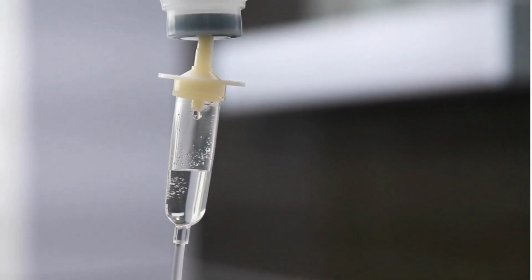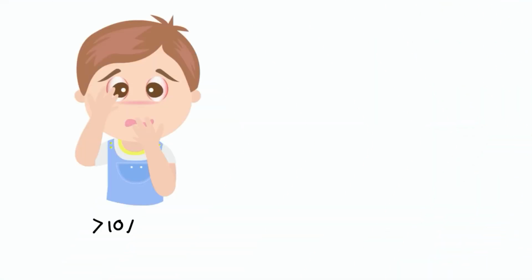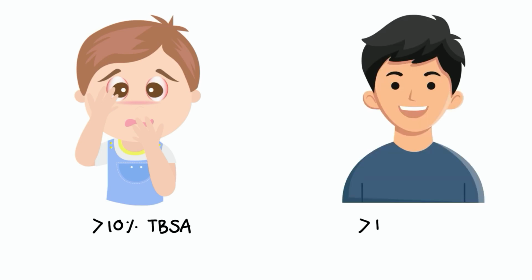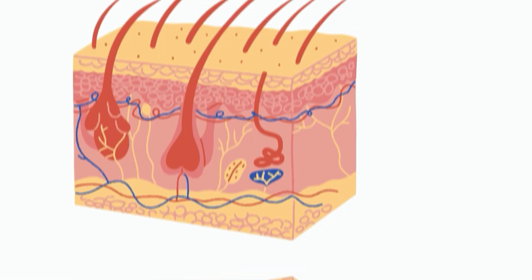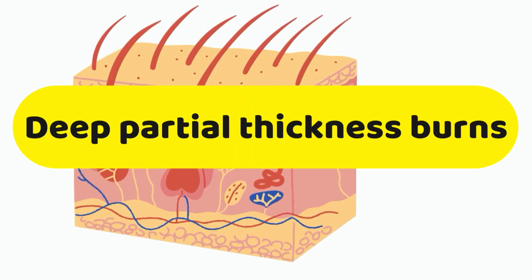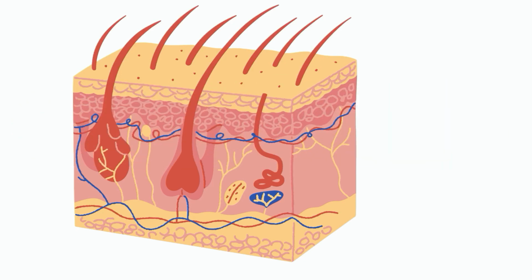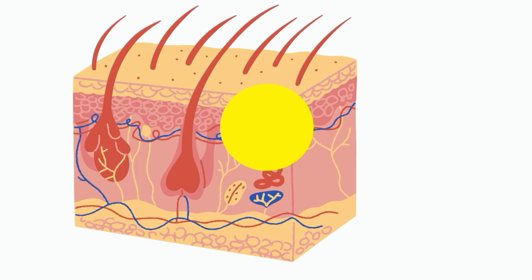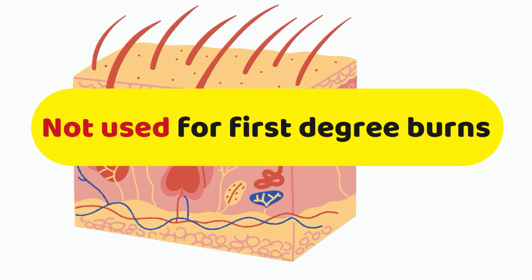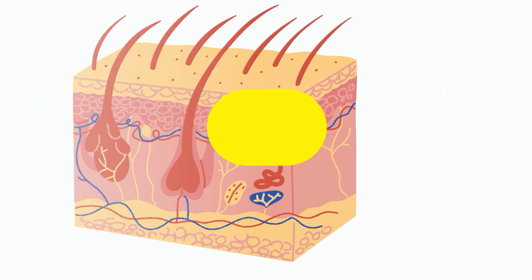Who needs fluid resuscitation? Children or elderly with burns over 10% total body surface area, and adults with burns over 15% total body surface area. These injuries could either be deep partial thickness or full thickness burns. One thing to note is that Parkland formula is not used for first degree burns as these burns don't typically cause a significant hemodynamic shift.